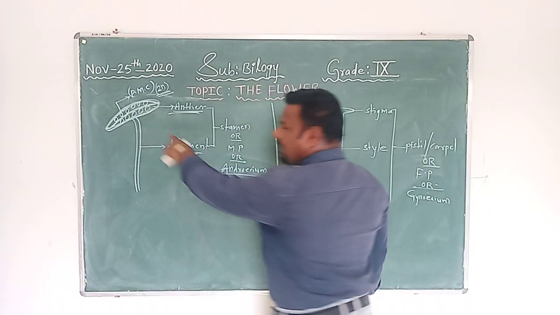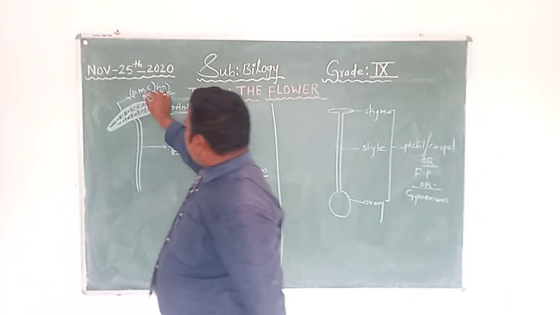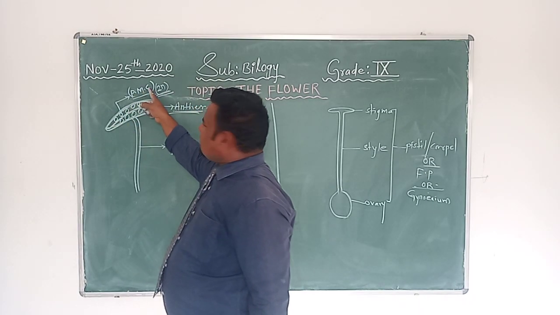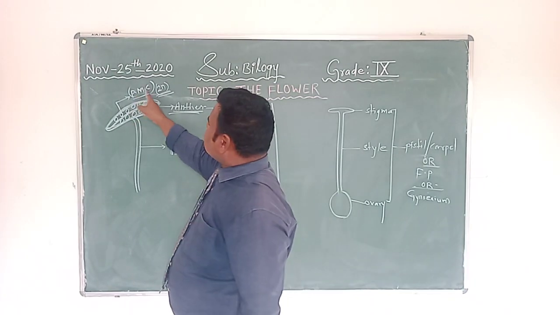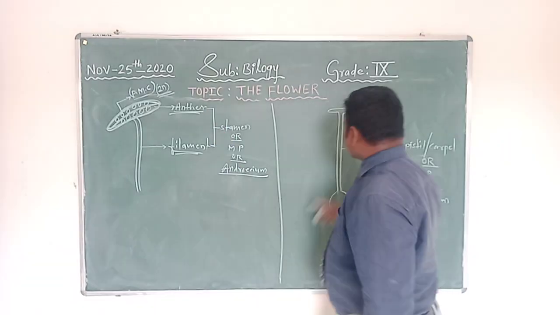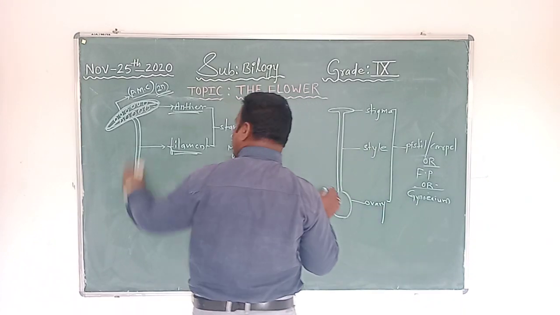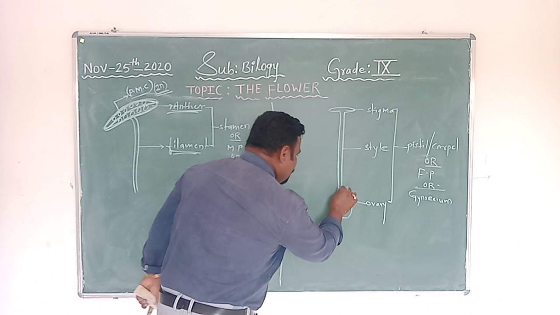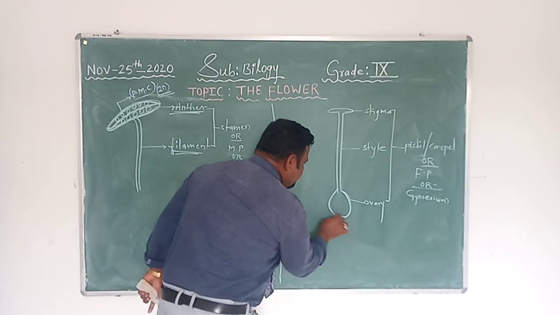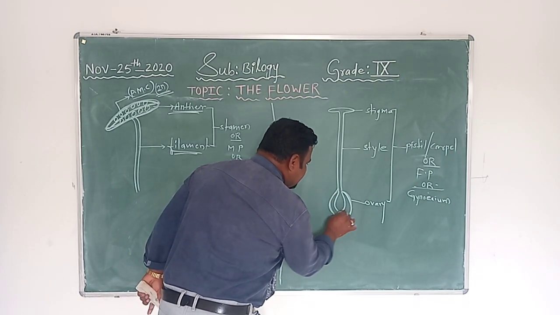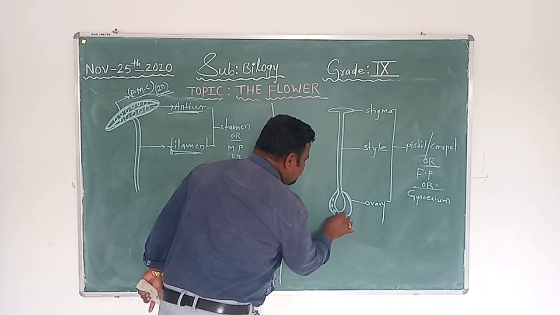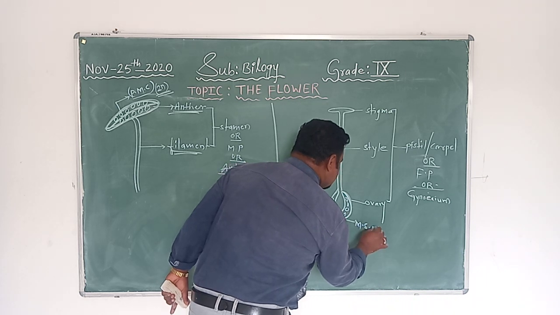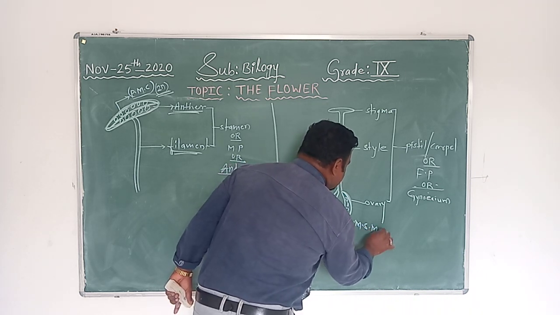Here the lobes of anther has pollen mother cells. Which cells are present in the lobes of anther? Pollen mother cells. What is the nature of that pollen mother cells? They are diploid in nature. Here, as the lobes of anther have pollen mother cells, the ovary has a wall, and this wall of ovary contains cells, we call them megaspore mother cells.